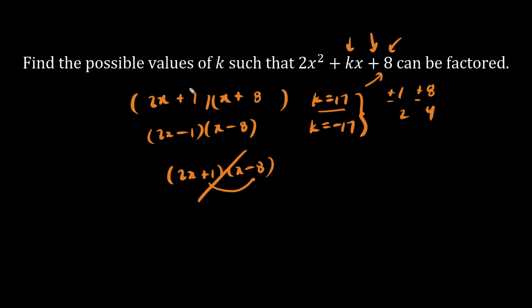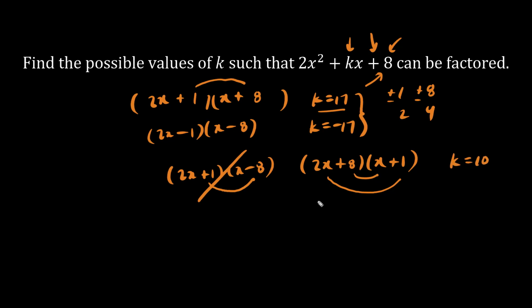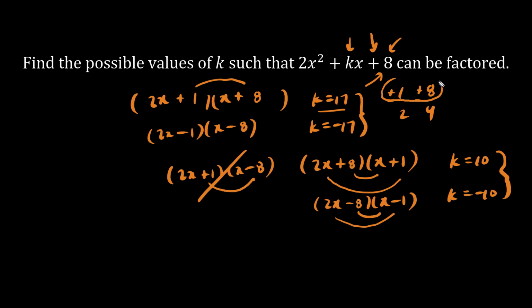So we're still using 1 and 8, but this time let's switch 1 and 8. Let's try 2x plus 8 and x plus 1. Now what do we get for k? We get 2x plus 8x is 10x. So k equals 10. And when we go both minus, we get minus 2x minus 8x is minus 10x. So k equals negative 10. So we have another possibility here. So we have 4 total possibilities of k when we focus on the numbers 1 and 8.